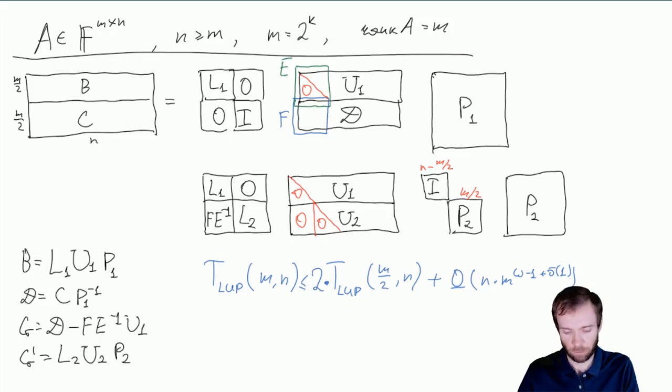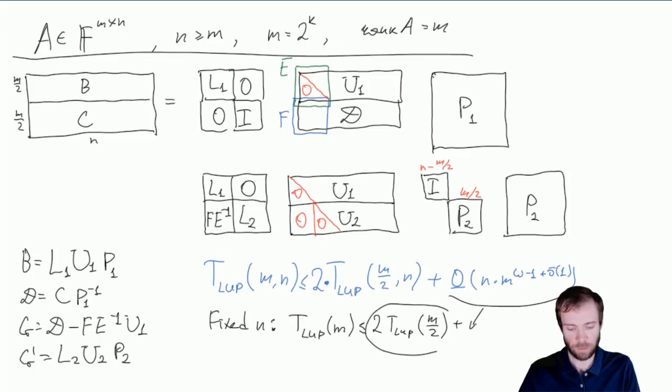And now note that our second parameter n here in the recursion is fixed. So only the first parameter is being halved. And so for fixed n, and for m not exceeding n, we see that our complexity TLUP as a function of a single parameter does not exceed twice the complexity for halved parameter plus this guy. And this is what usually gives us m log m complexity, which is dominated by this term anyway. So this complexity can be bounded by big O of n times m to the power of omega minus 1.